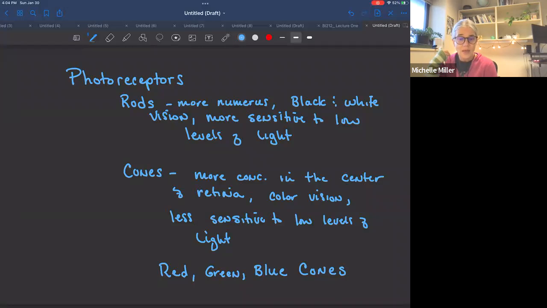And then some people are born where they only have, for example, blue cones, and then they would have totally black and white vision. So they wouldn't actually be able to see color. So that color blindness has to do with the ability to generate these different types of cones, and we're going to talk about the pigments that absorb the light energy. So that will be in the next lecture.